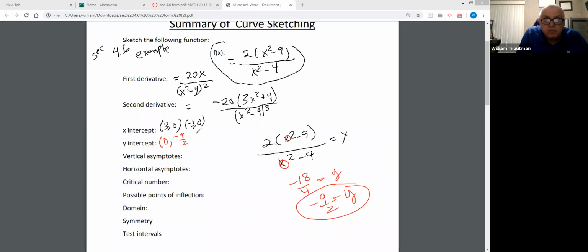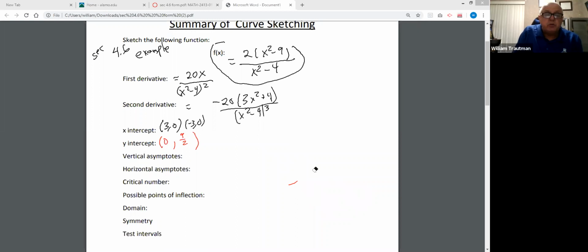Wait a minute. Anybody see what I did wrong? 0 minus 4 is a negative 4. So it should be a positive 9 over 2. There we go. So we're moving on to the next, finding the vertical asymptotes.